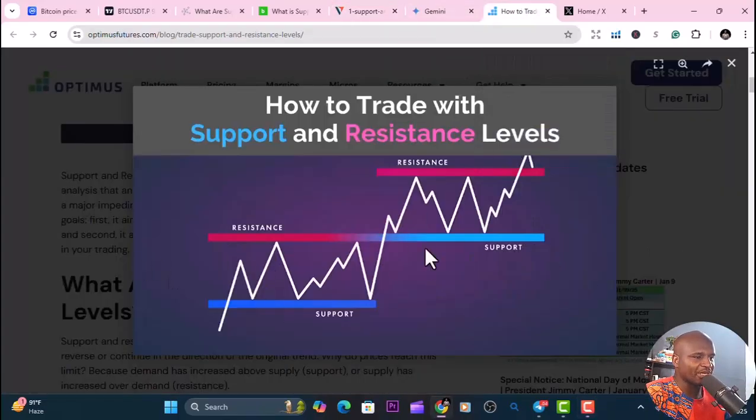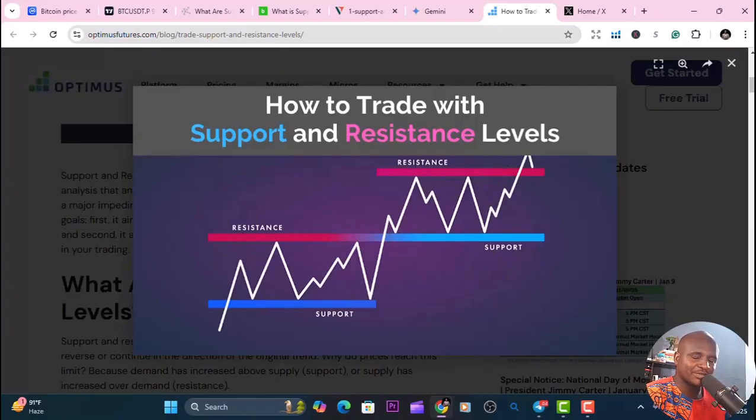So if you want to trade with support and resistance, you need to appreciate that. You can see the price is here. It's trying to move up, but anytime it gets here, it heads back. Anytime it gets here, it heads back. So this becomes support, and also this becomes resistance.